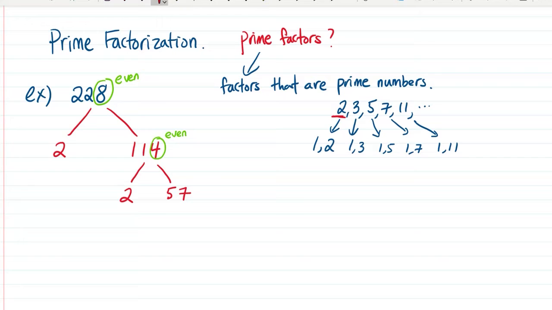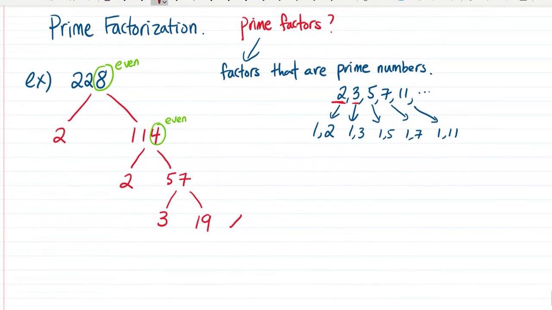So let's move on to the next prime number, which is 3. Let's try dividing by 3. 57 divided by 3 is, using my calculator, 19. So we got 3 and 19 as the factors of 57, and 19 is also a prime number, so we can stop right there, and that's done for our prime factorization using a factor tree.